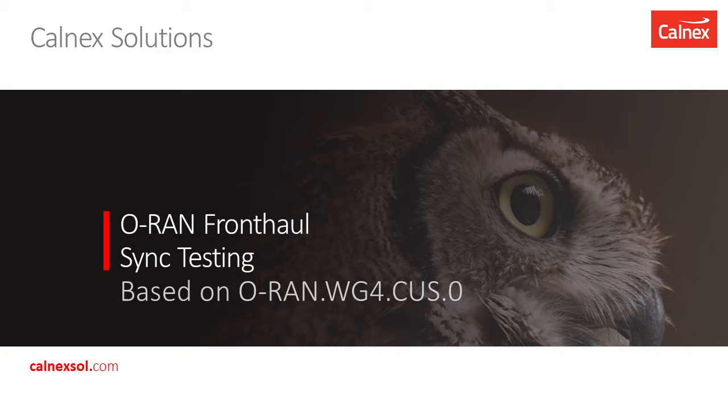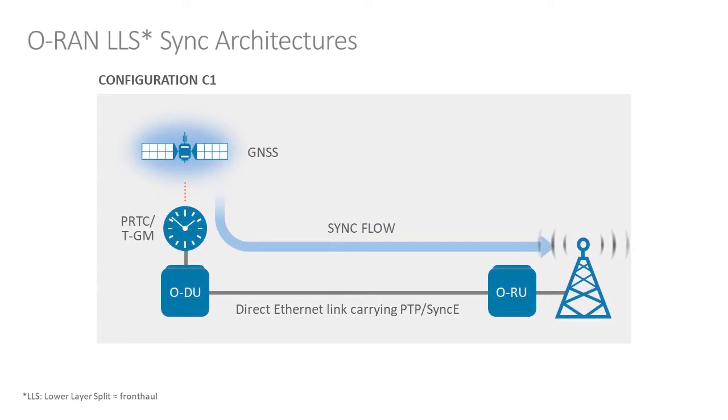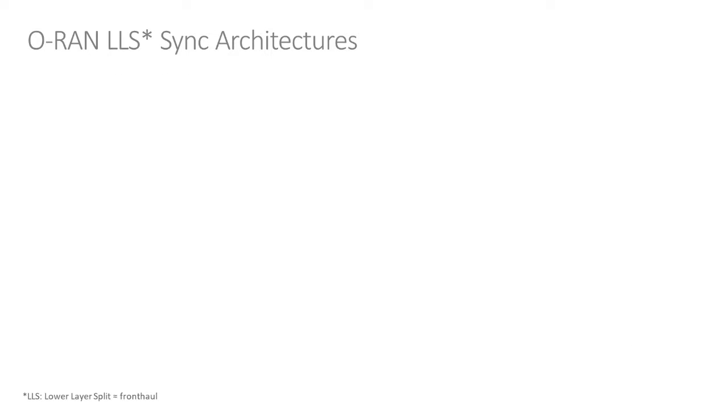First off, let's very quickly take a look at an overview of the synchronization architectures for the defined lower layer splits. So for a C1 configuration, we've got the ODU and the ORU directly connected. Synchronization is going to flow from the DU to the RU, an Ethernet link carrying PTP or SYNC.